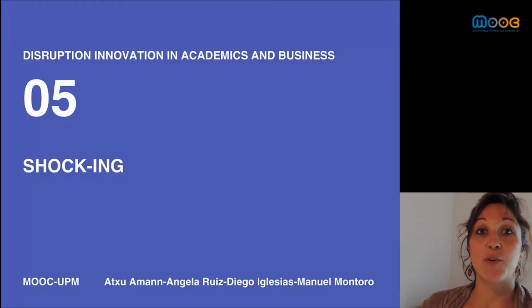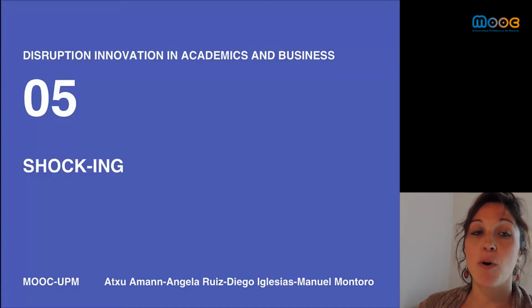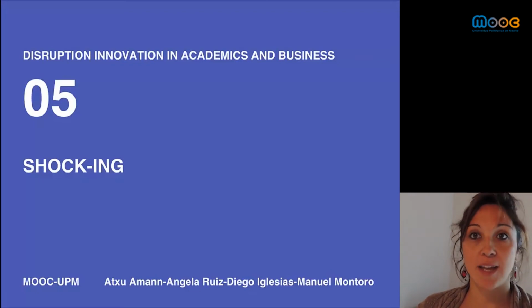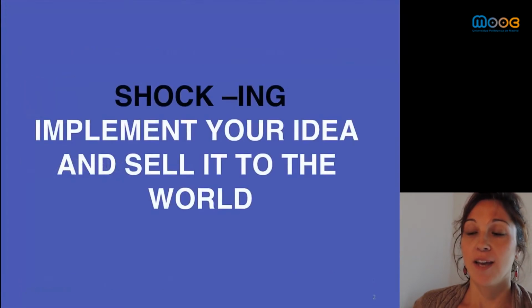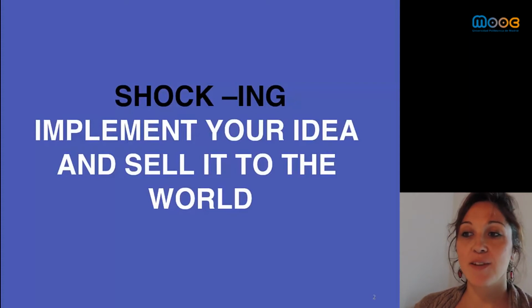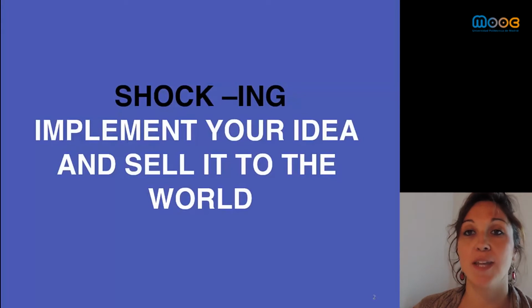So now we are going to start with the fifth module about selling our ideas to the world. In the first three parts of this module, we are going to link with the fourth module. That's why we are going to talk about elevator pitch, digital identity, and fundraising. We call this module shocking because we wanted to make an impact in the world, and there are many different ways to communicate with people and make this business or this product or this academic dream come true. But you need to know some techniques about communication.